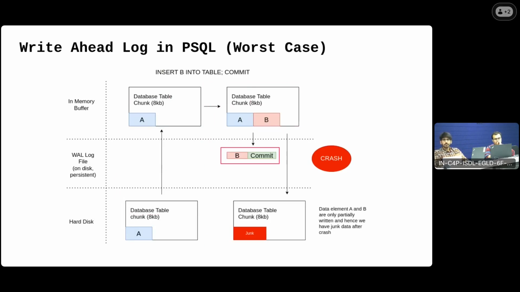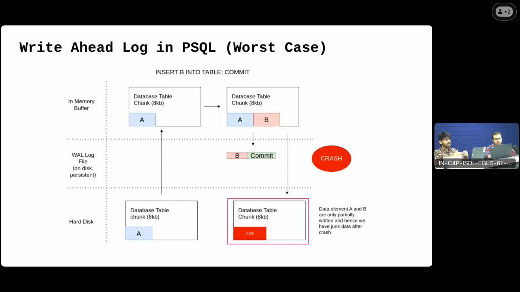Now, after it has committed, we are in the middle of writing this 8 KB chunk to the hard disk, correct? So it's an 8 KB write going to the hard disk. But unfortunately, this time we crash in the middle of our write. So while we are writing the whole 8 KB, we crash in between.